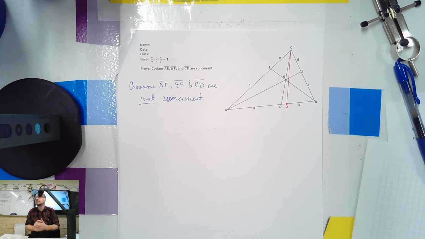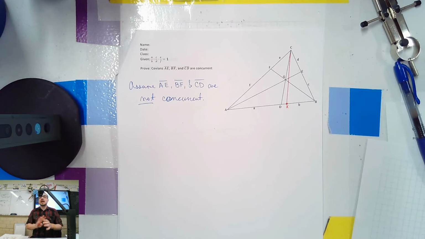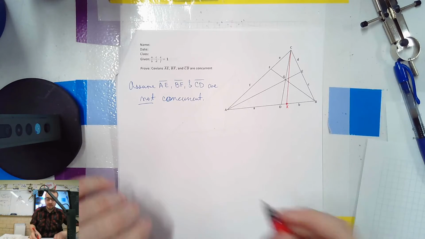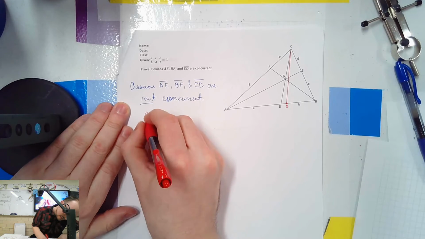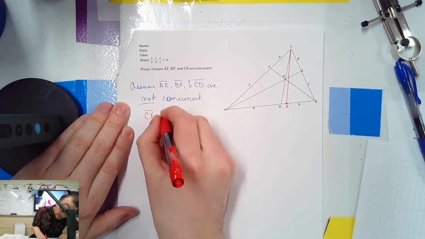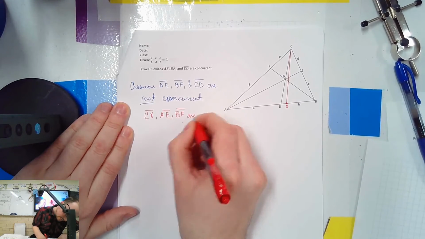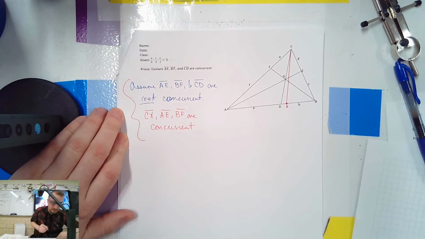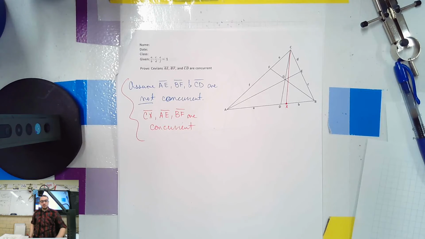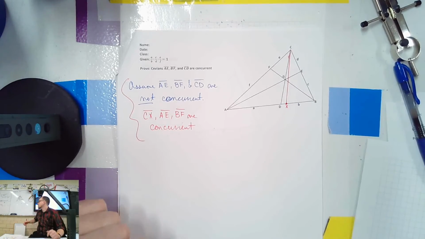Not congruent, concurrent. It's okay. So I'm going to create a line, CX, and I'm going to say, then there should exist a line that does make it concurrent, and I'm going to let that line be CX. So we're going to assume that CX, AE, and BF are concurrent. So this is all our assumption right here. Okay? We're going to assume those aren't, and that there must be some line that does intersect them, right?